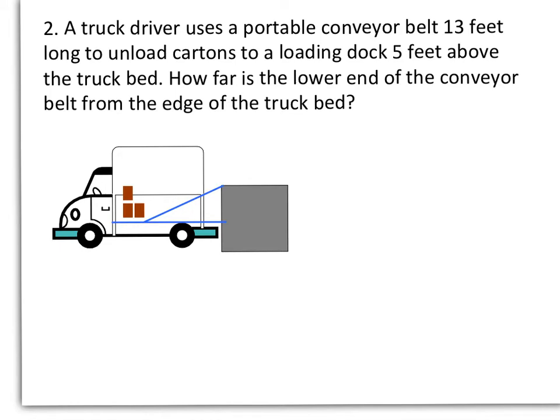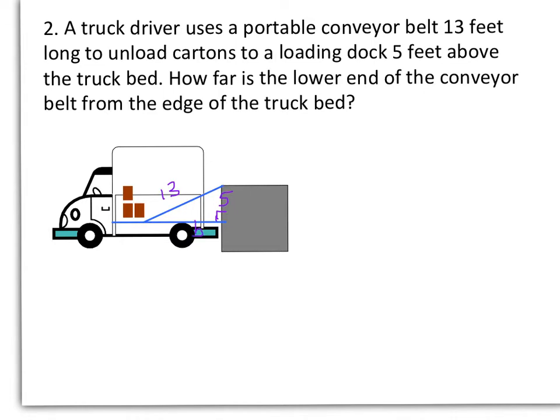Number 2 says, a truck driver uses a portable conveyor belt 13 feet long to unload cartons to a loading dock 5 feet above the truck bed. How far is the lower end of the conveyor belt from the edge of the truck? So let's first mark our triangle. So we have a right triangle. 13 feet is the length of the conveyor belt. It is 5 feet above the truck. We want to know its distance from the conveyor belt to the truck bed. So that would be here.